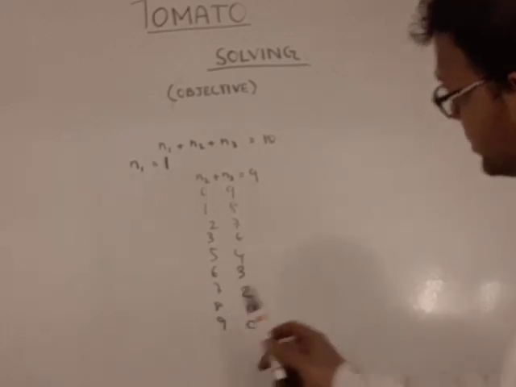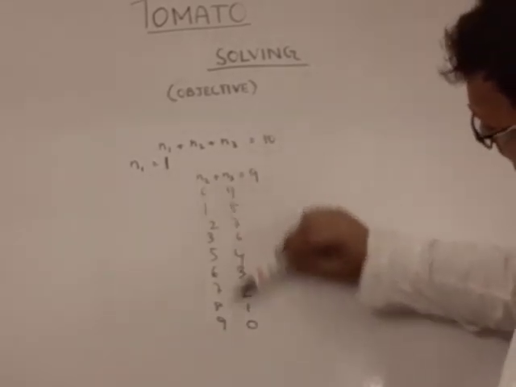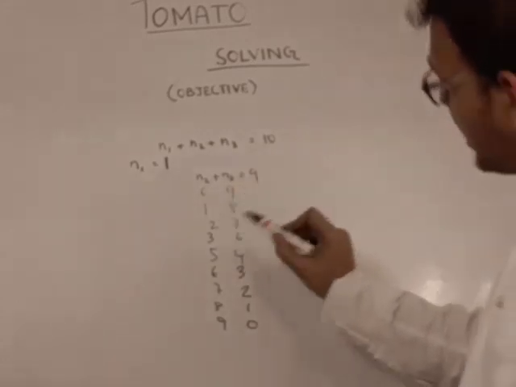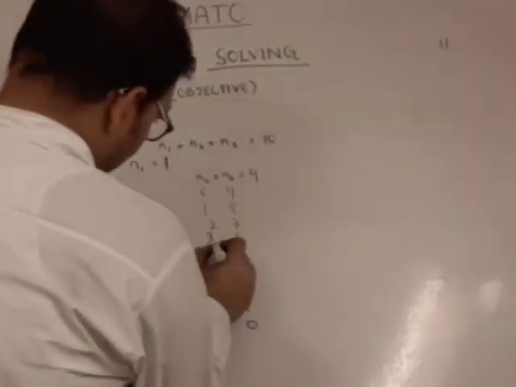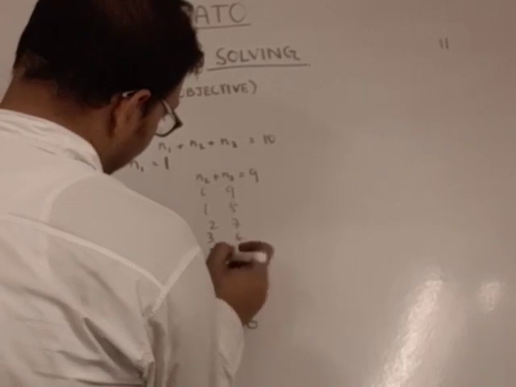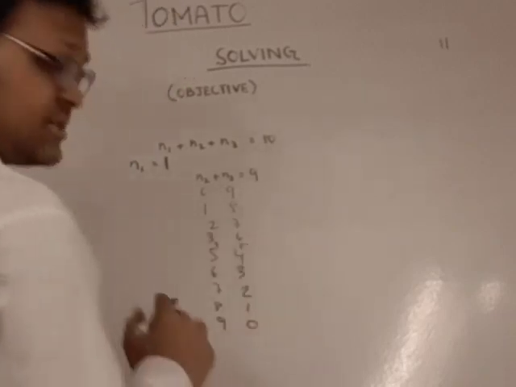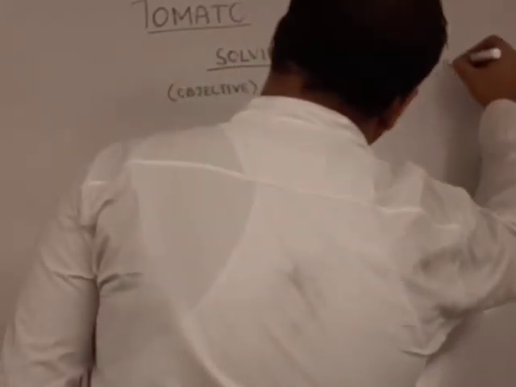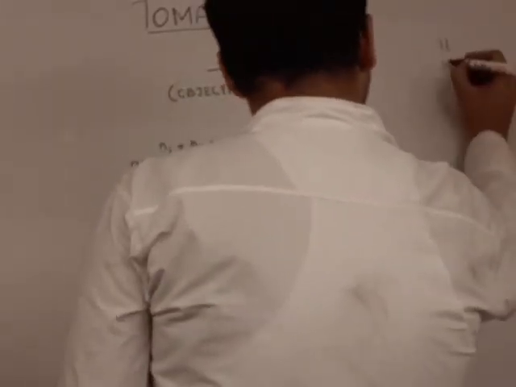So 0 to 9, sorry, not 9, there are 10 solutions actually. Sorry, I missed the 4 part. So here 4 is to be paired up with 5. I missed writing the 4. So there are a total of 10 solutions. Now you get a pattern here.